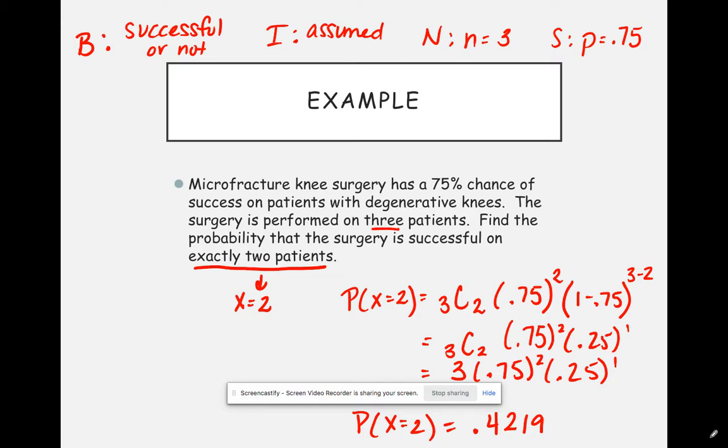Again, I'll show you how to find this in Statlet momentarily. If you had the graphing calculator, you would go into that second variables menu, and it would be the binomial PDF. Since it's exactly 2 out of 3 successes, I would say 3, P is 0.75, and then 2. And that would also give me 0.4219. So just another way to get the same solution.